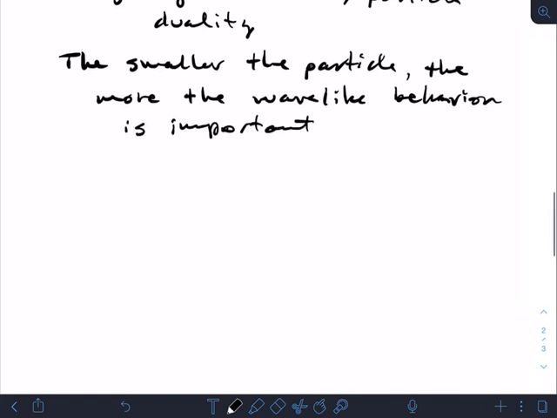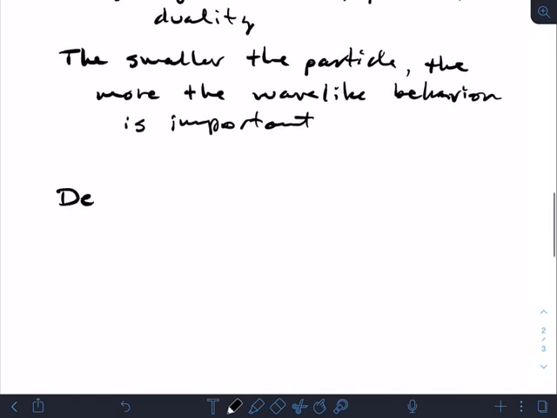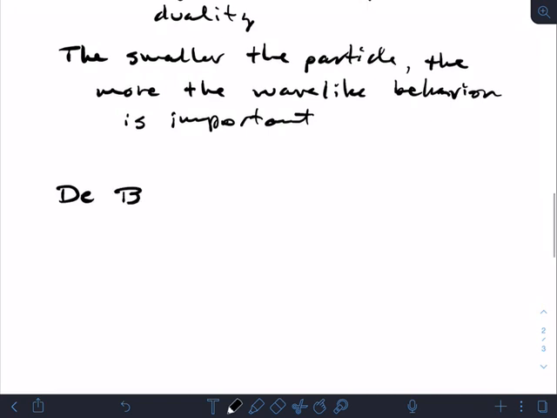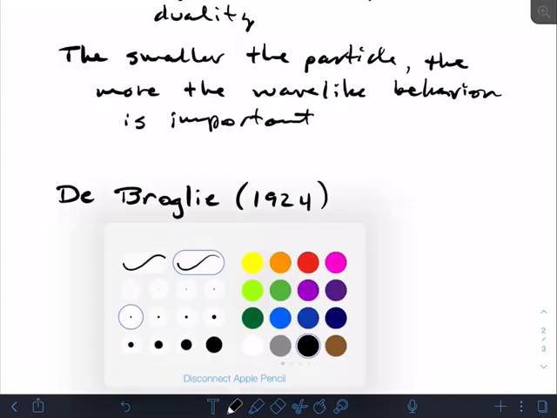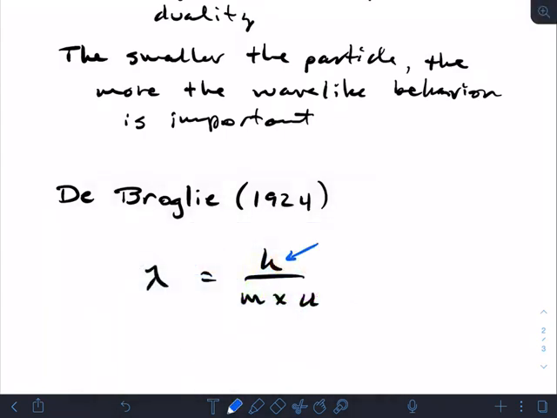But the person that we can thank for demonstrating this is, I believe he was a French scientist, I may be wrong about that, named de Broglie. Okay, and he did his work, most notably in 1924, all right? He gave us a wonderful equation. Lambda equals Planck's constant divided by momentum, so mass times velocity. Okay?